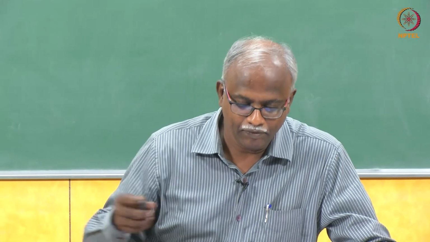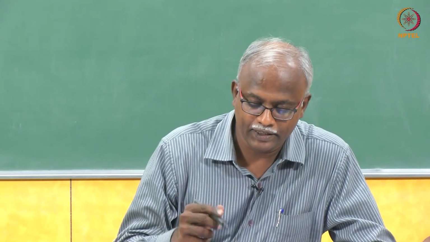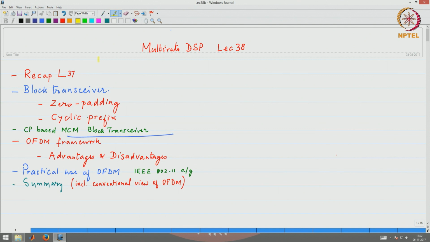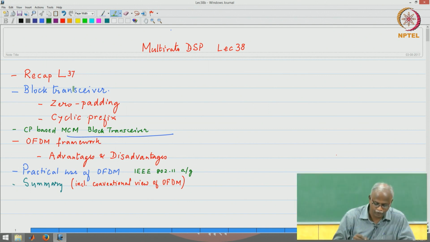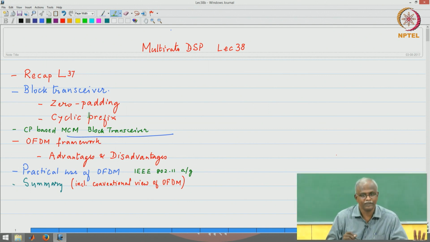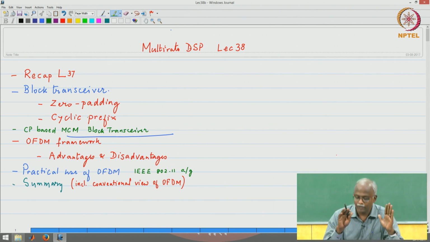In lecture 37, we had looked at several interesting elements. Let me quickly summarize. The key aspect was that we looked at cyclic prefix based systems. Once you had the cyclic prefix based systems, we showed how multi-carrier modulation with the block transceiver could be constructed, and that was the point at which we had completed.